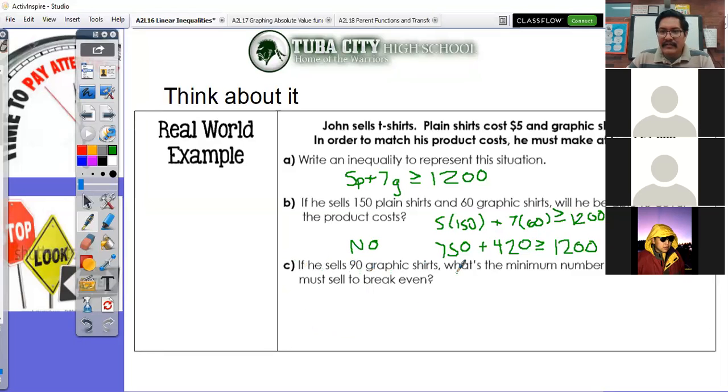If he sells 90 graphic shirts, what is the minimum number of plain shirts he must sell to break even? All right, so right now he sold 90 graphic shirts. So 7 is the number that we need to pair with 90. So let's see, 7 times 90, which I'm pretty sure is just 7 times 9, which is 63, so it'd be 630. All right, so there's $630.